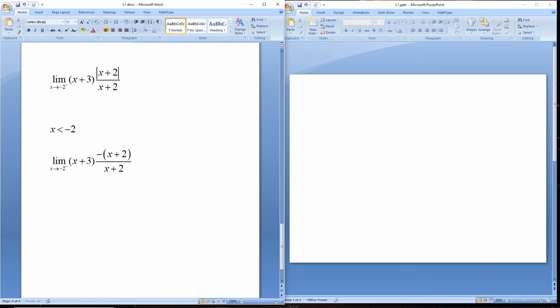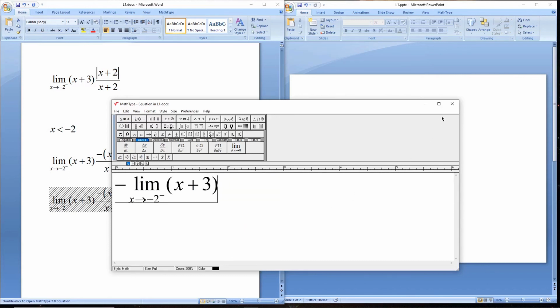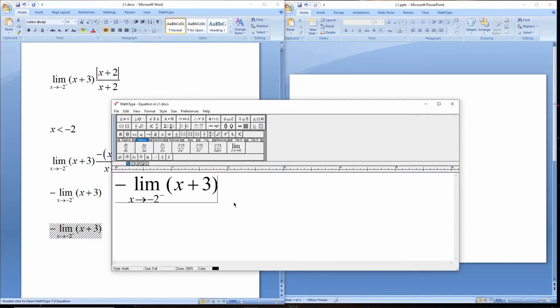And now we can simplify this because these x plus 2's will cancel. And this minus sign is a constant. It means minus 1. And we can pull that outside the limit. And these x plus 2's divide out. And now notice, if we plug the number in, it works. And then that's going to be our answer.